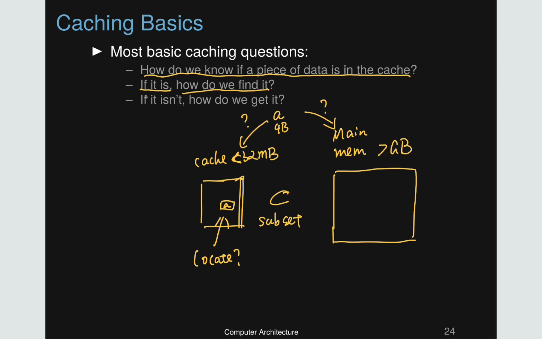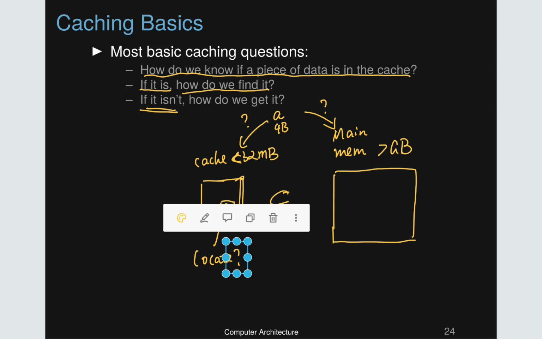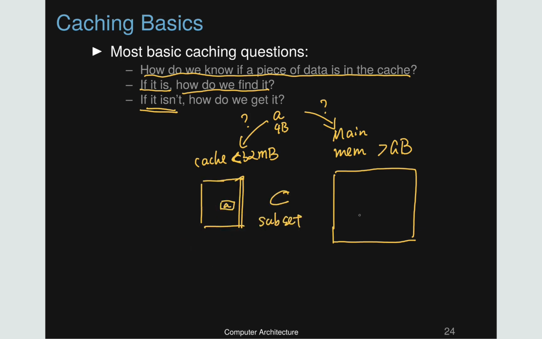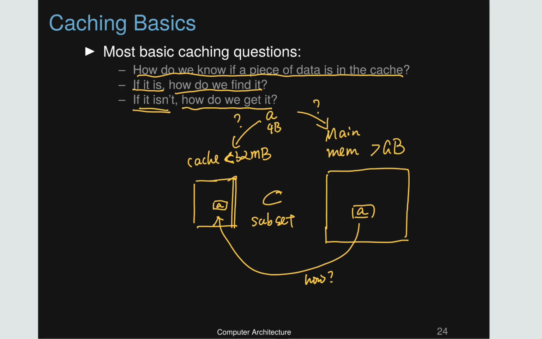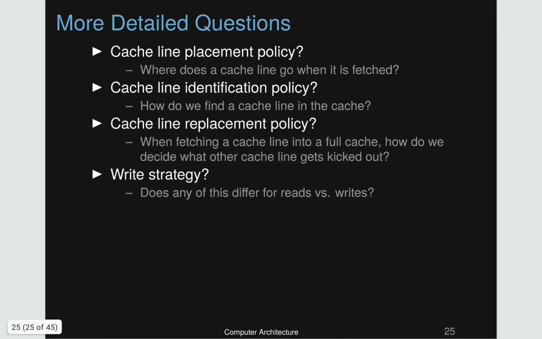And if A is not in the cache, then we need to bring the data into the cache. The question here is then, how do we know that the data is in the main memory? So how do we bring this piece of data into the cache? How do we do this? So if it is not in the cache, how do we get it, and how do we store it in the cache?